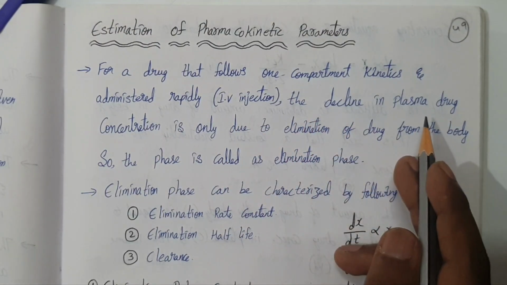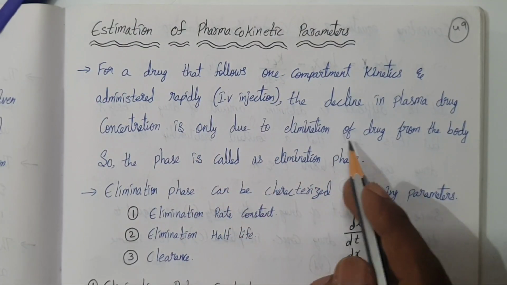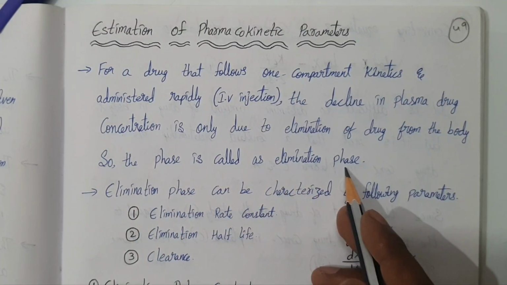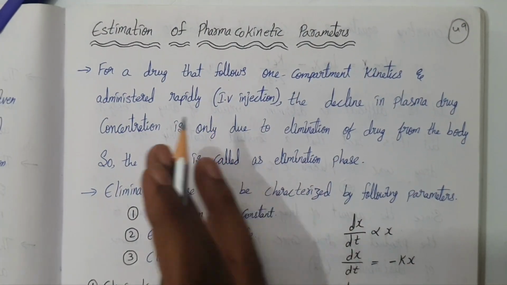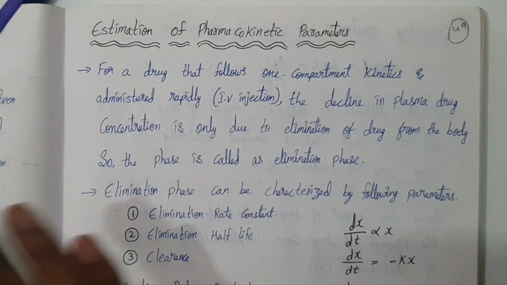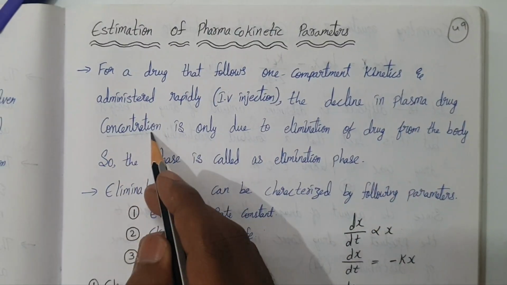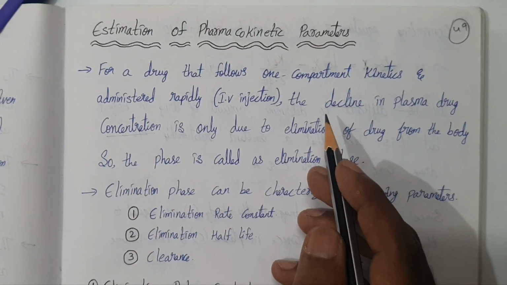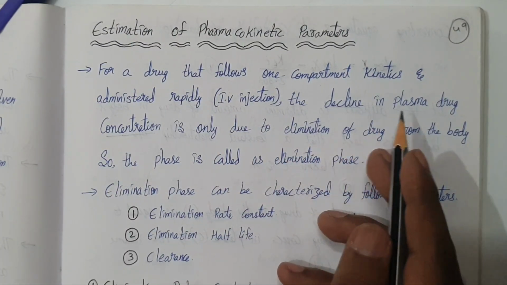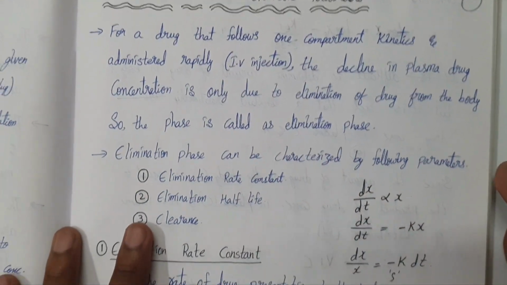The decline in plasma drug concentration is only due to elimination of the drug from the body. So the phase is called the elimination phase. It means that there is no absorption, so the drug concentration decreases. Why does the drug concentration decrease? Because of elimination only the drug concentration decreases. So this phase is called the elimination phase.